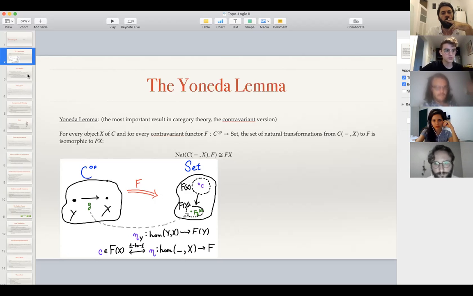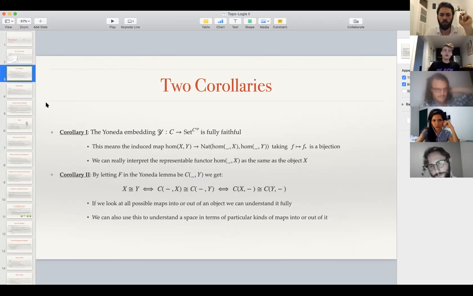Okay, so these are the two important corollaries from the Yoneda lemma that we really want to keep in mind. The first is about the Yoneda embedding, which is the functor that sends an object to its presheaf.